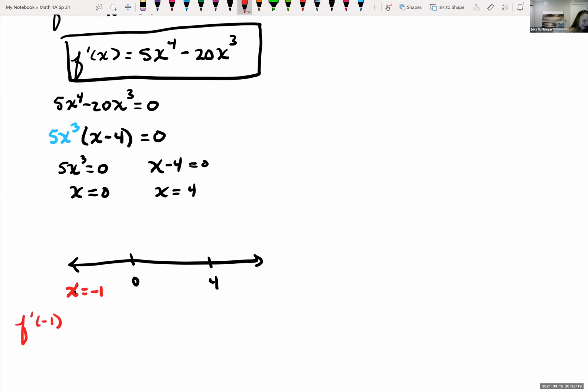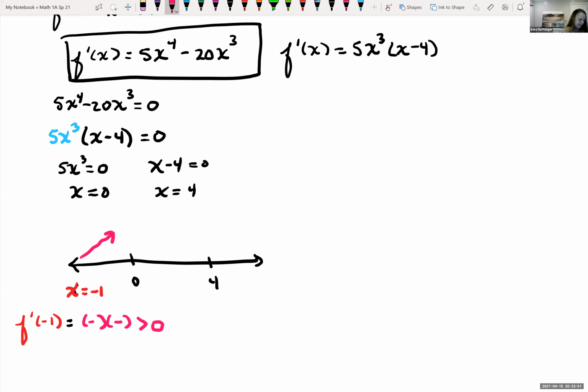I really don't care what value that is. If it helps us, we could think of our derivative f prime of x in the factored form. Because 5x cubed, I can tell right away when I plug in -1, that's negative, and x minus 4, if I plug in -1 into that factor, it's also negative. So a negative number times another negative number is positive. So this is greater than 0. On the left of x equals 0, our graph is increasing, going up left to right.